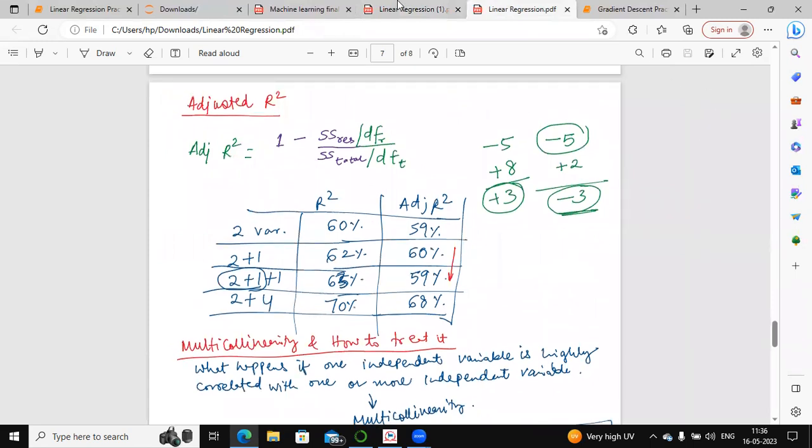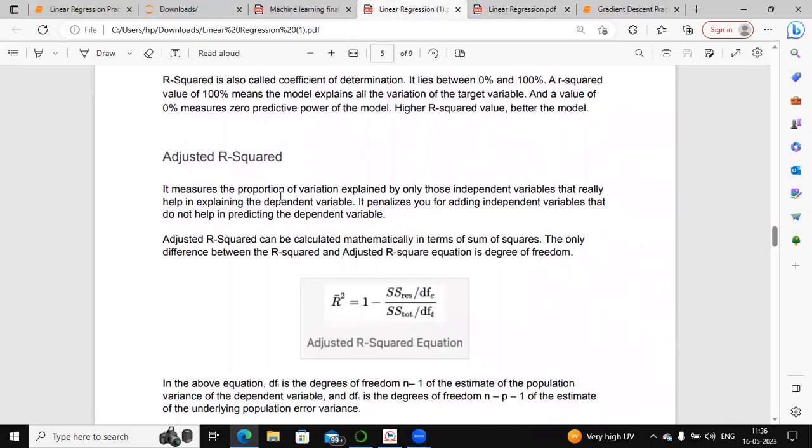So let's come to the adjusted R square. It measures the proportion of variation explained by only those independent variables that really help in explaining the dependent variable. We're not considering those independent variables which don't have any effect or have a negative effect on the dependent variable, but we are only considering those that really help in explaining the dependent variable. It penalizes you for adding independent variables that do not help in predicting the dependent variable.